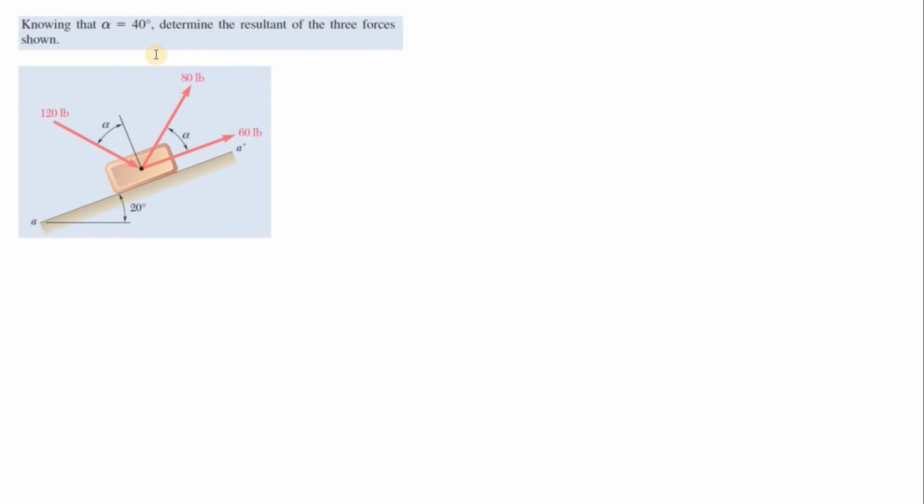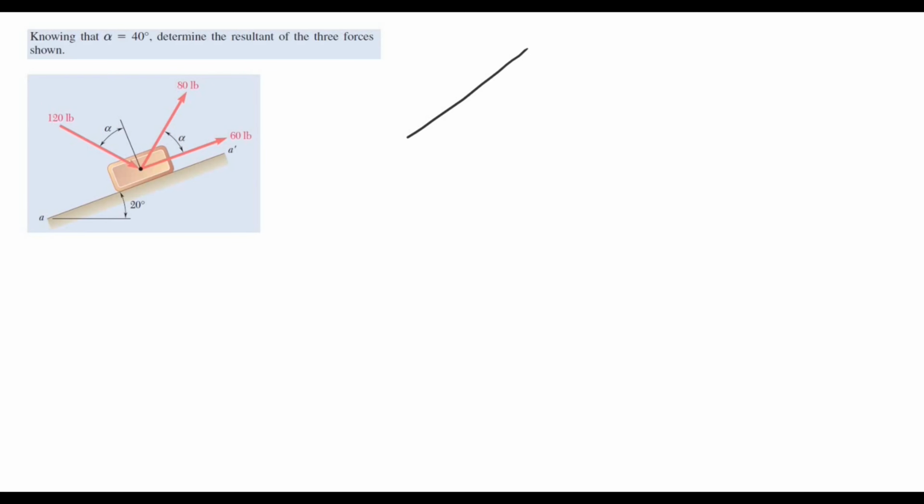So for problem 3, we're given, knowing that alpha is equal to 40 degrees, determine the resultant of the three forces shown. So this is a typical problem which you might be given. We have a block on top of a slanted surface, and it's important to know how to set this up to make your lives easier when you're solving this problem. So I'm going to just redraw this. Here we have the slanted surface.